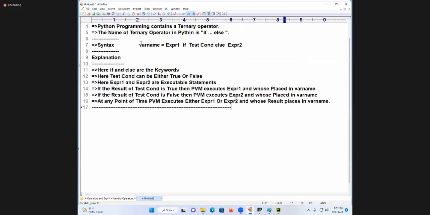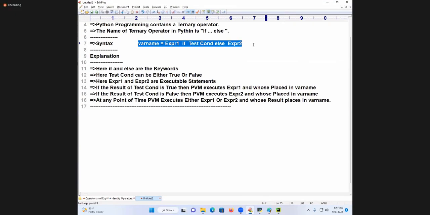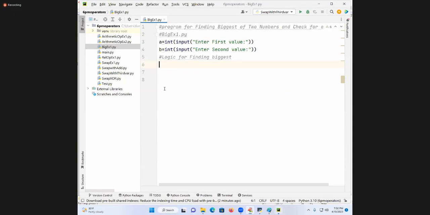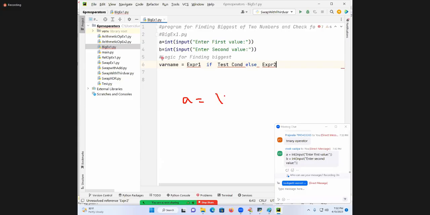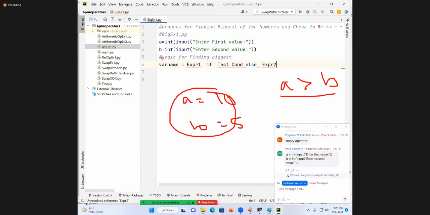Programming is dead easy once you catch the points of it. I'll copy the syntax. What is the condition? How many values are there? A value 10, B value 5. What do I want to check? I can say if A is greater than B, what is bigger? A is bigger. If it is false, what is bigger? B is bigger.